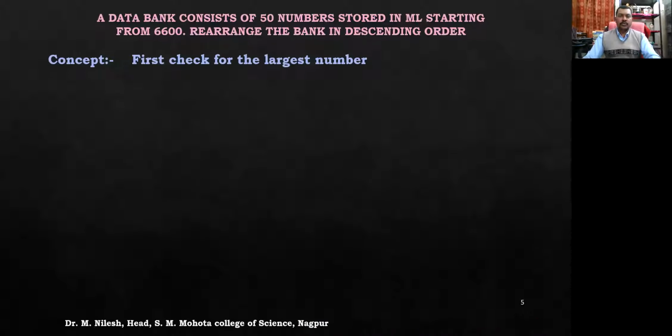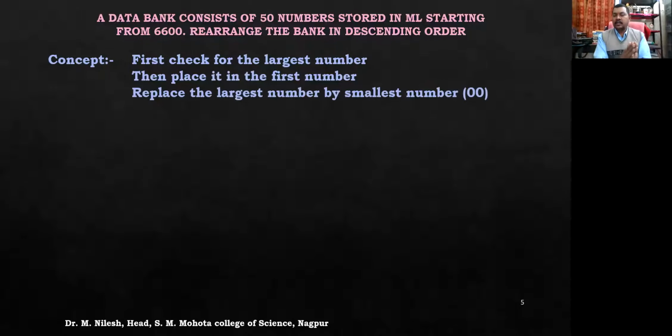First we'll have to check the largest number and place it in the first position in the list where we need to arrange the data. Then we replace that largest number by the smallest number, 00, so that the number will not repeat, right? This is the basic concept of the program for descending order, and this is how we are going to do it.